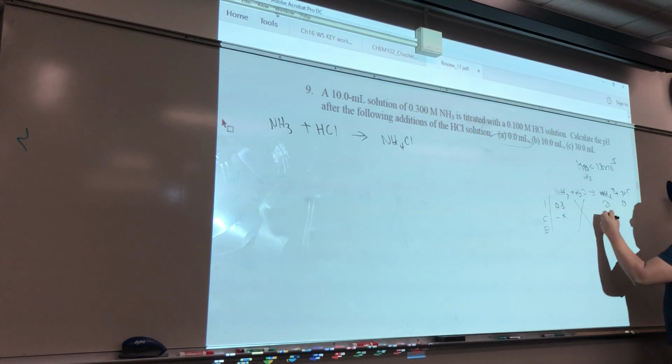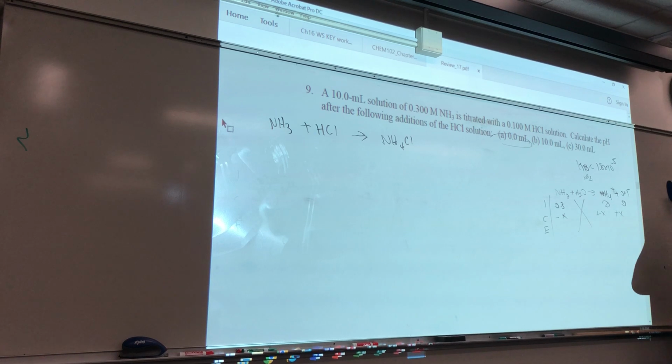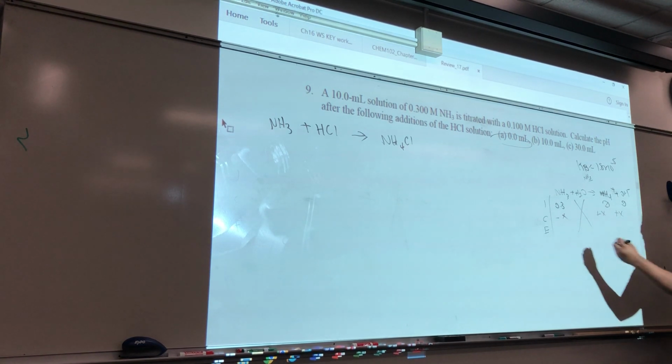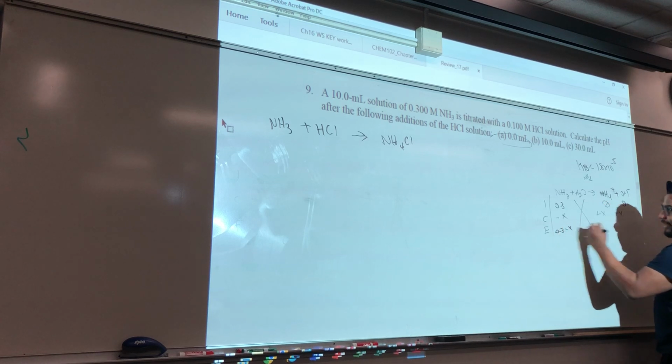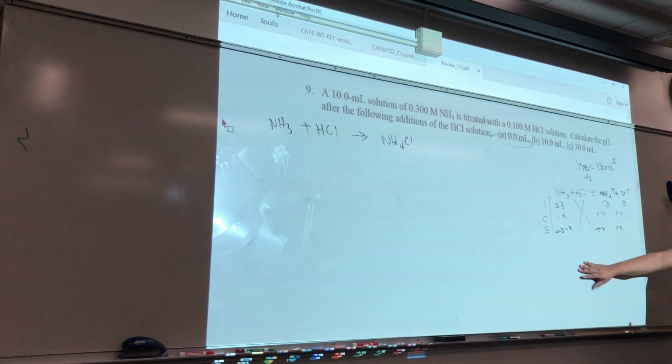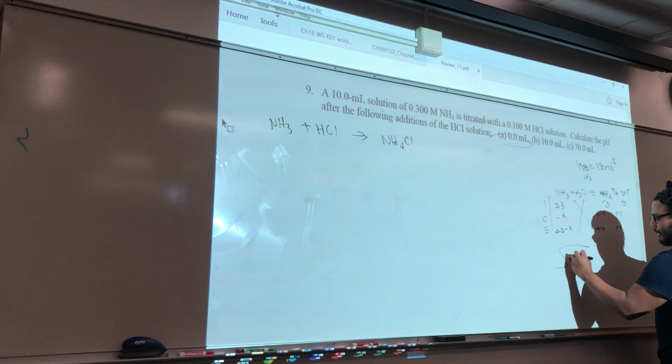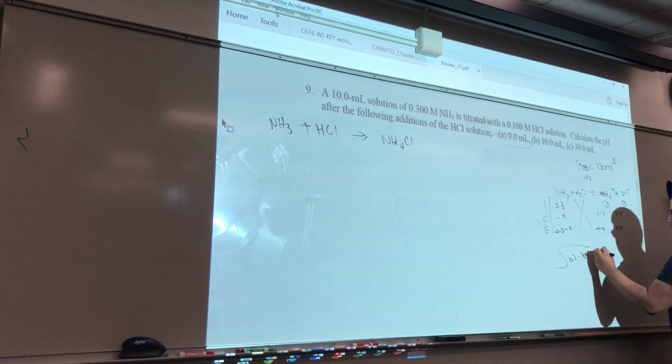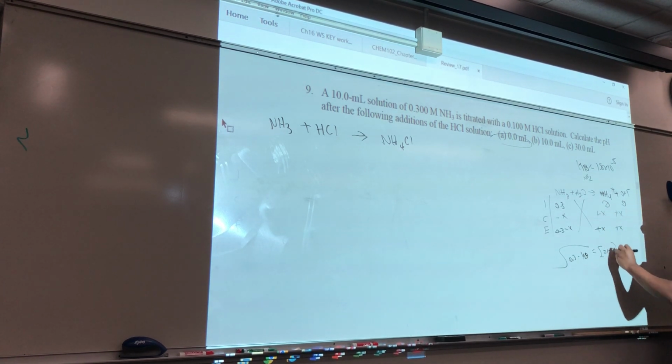It's not a buffer system, we have yet to add any. They're actually still making you recall stuff that you learned like 2 chapters ago. So then 0.3 minus x, plus x, plus x. Get the general routine: Kb equals x squared over 0.3 minus x. We do the approximation rule here, so that is just the square root of 0.3 times your Kb is equal to your concentration of OH minus. I hope we're cool with that by now.